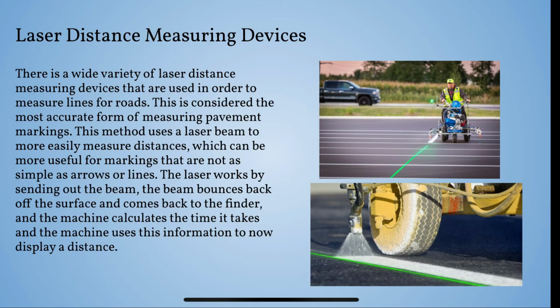One method for determining lines and symbols on roads is laser distance measuring devices. There's a wide variety of these devices that are used in order to measure lines for roads, and this is considered the most accurate form of measuring pavement markings. This method uses a laser beam to more easily measure distances, which can be more useful for markings that are not as simple as arrows or lines. The laser works by sending out the beam. The beam bounces back off the surface and comes back to the finder, and the machine calculates the time it takes, and uses this information to display a distance.